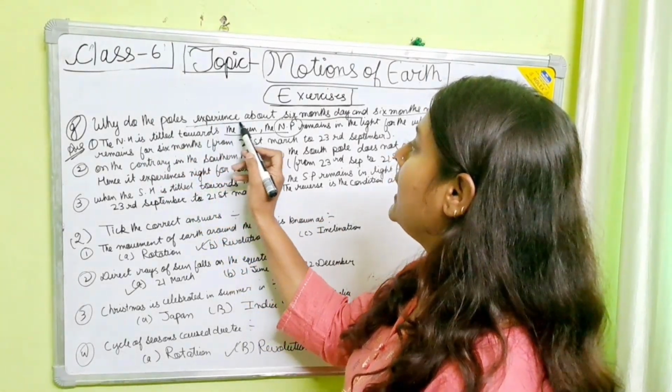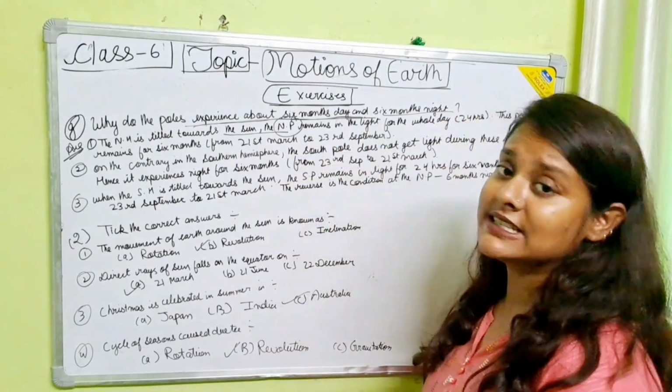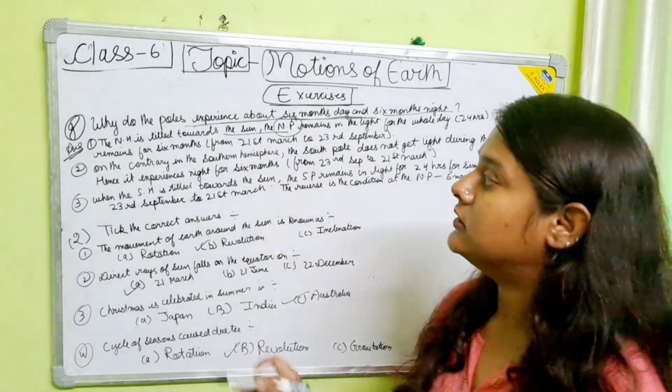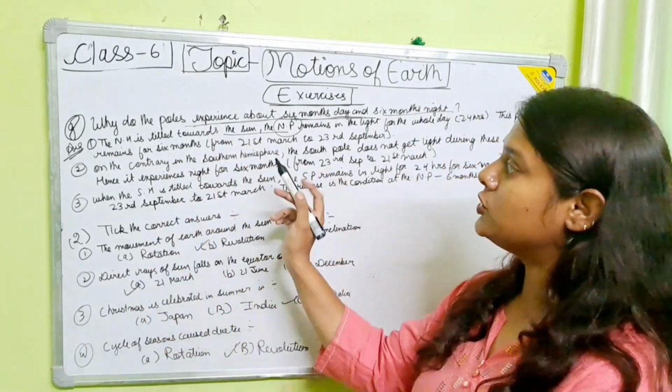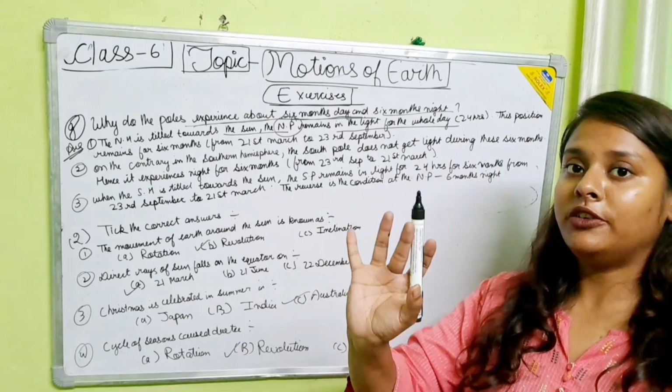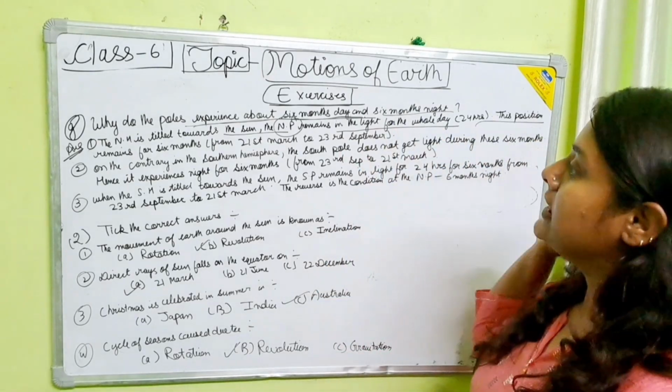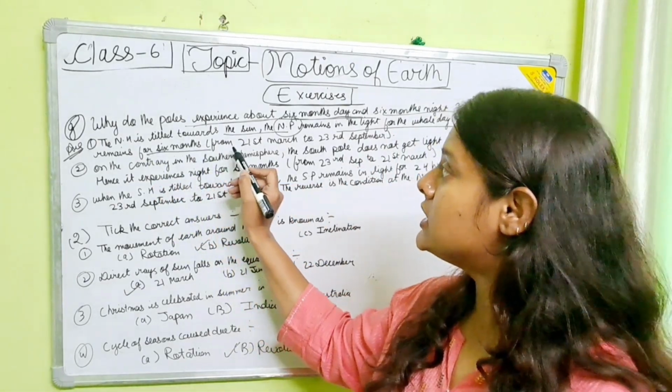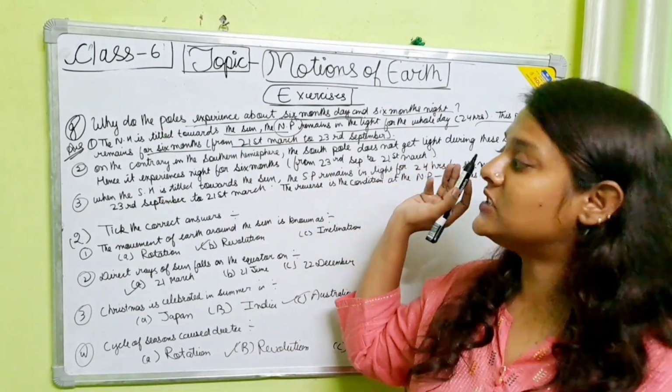Why do the poles experience about 6-month days and 6-month nights? Answer: The northern hemisphere is tilted towards the sun and the North Pole remains in the light for the whole day, that is 24 hours, for about 6 months. This position remains for 6 months from 21st March to 23rd September.